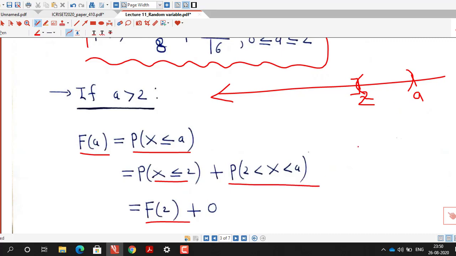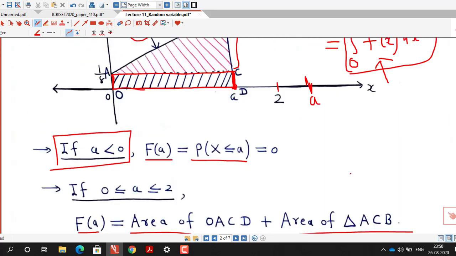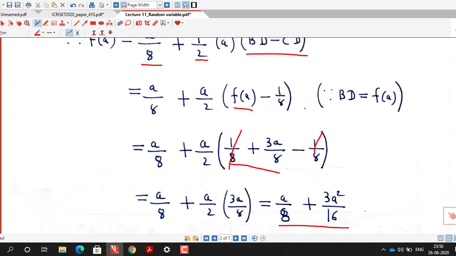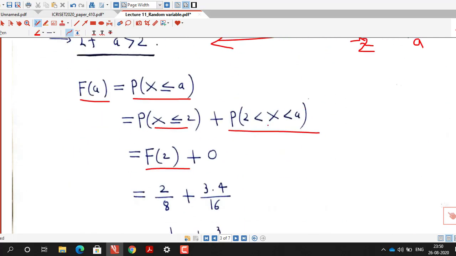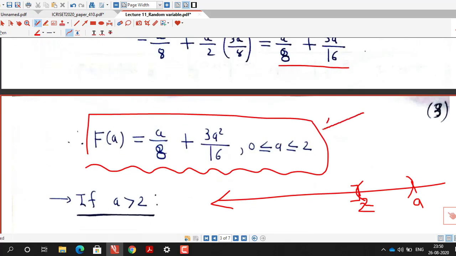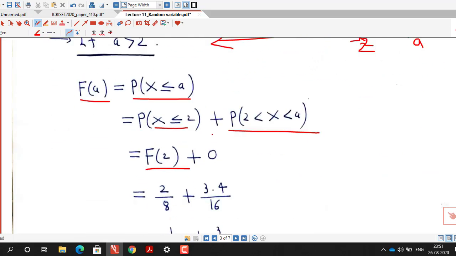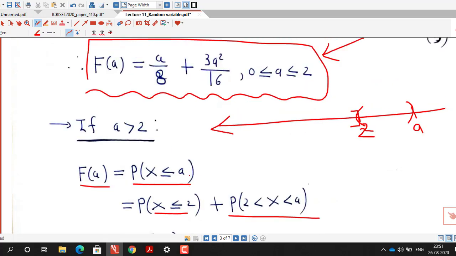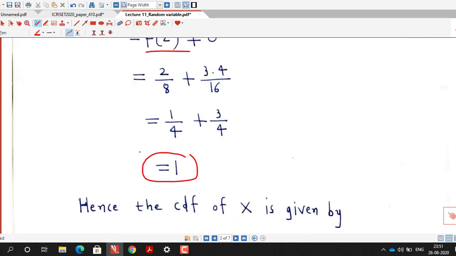And if we consider this part, then in this part, if a is greater than 2, the value of PDF is 0. So the probability is 0 for this event if x is greater than 2. And F of 2 can be obtained by putting a equal to 2. So if we put a equal to 2, it is 2 by 8 plus 3 into 4 by 16, that is 12 by 16. And after simplification we obtain 1. So if a is greater than 2, F of a is 1.